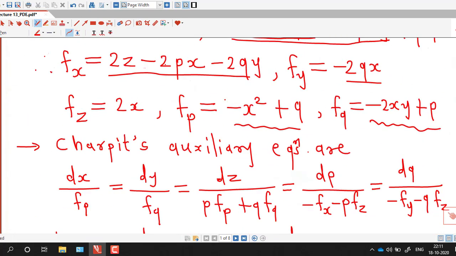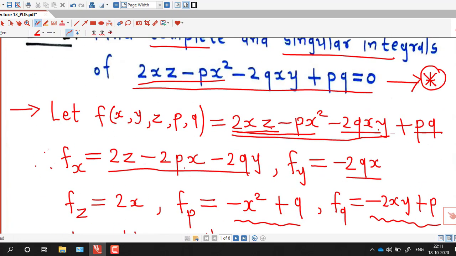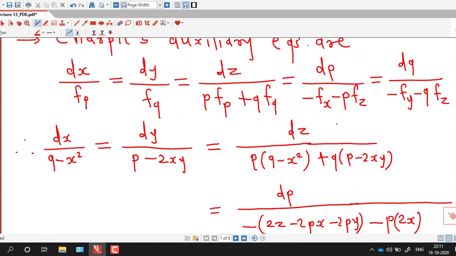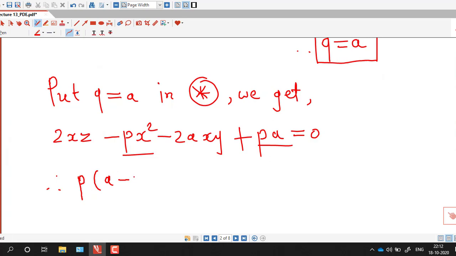So 2xz minus px square. We have to put q equal to a, so it is minus 2axy plus pa, minus 2axy plus p into a equal to 0. So by simplifying this expression, we have to obtain value of small p. So we can combine these two terms. So we have p into a minus x square. And these two terms we take on right hand side. So it is 2axy minus 2xz.